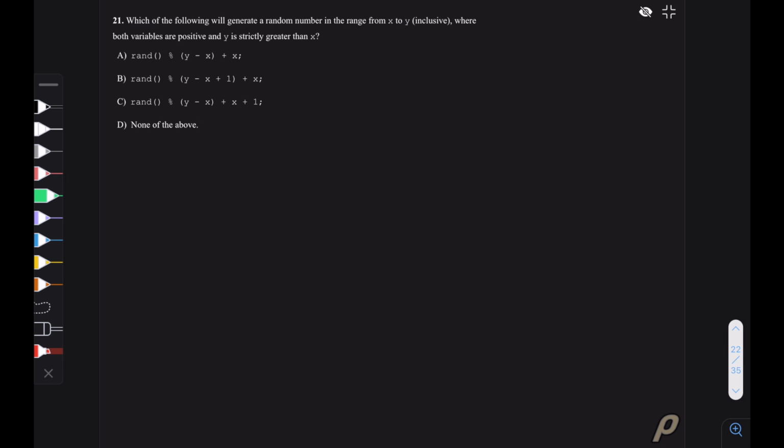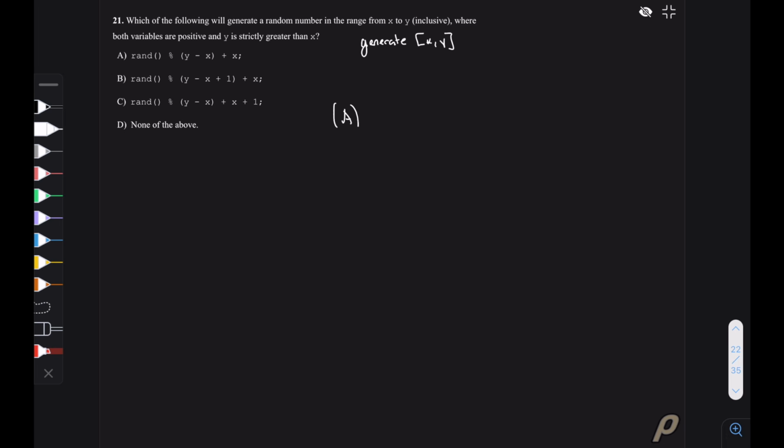All right, question number 21. Which of the following will generate a random number in the range from x to y inclusive, where both variables are positive and y is strictly greater than x? So we're inclusive on both sides and y is greater than x. So what are we trying to do? We're basically just trying to generate from x to y inclusive on both sides, which is indicated by those brackets there. So let's look here.